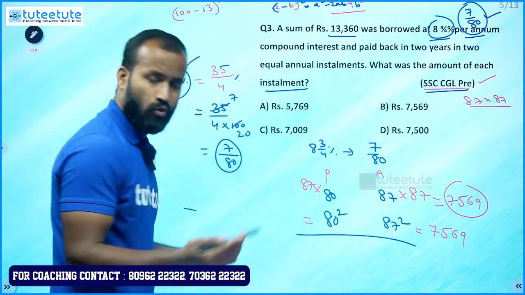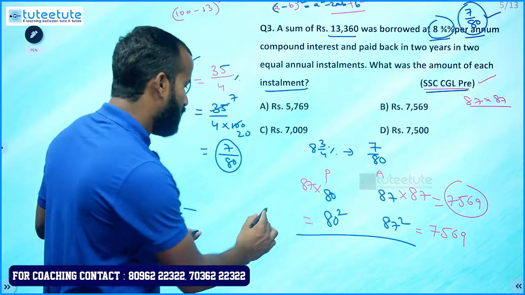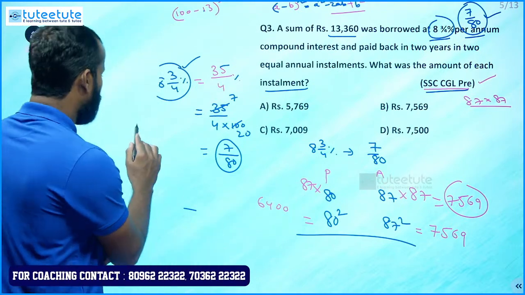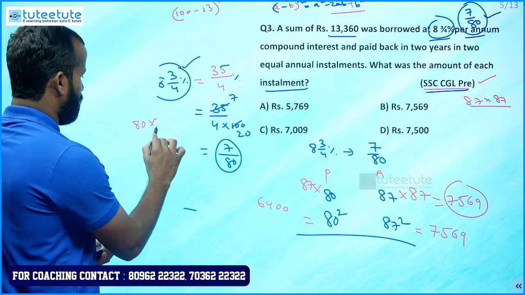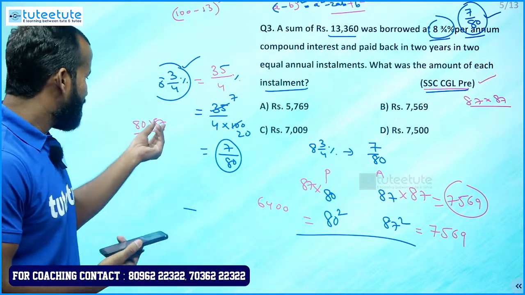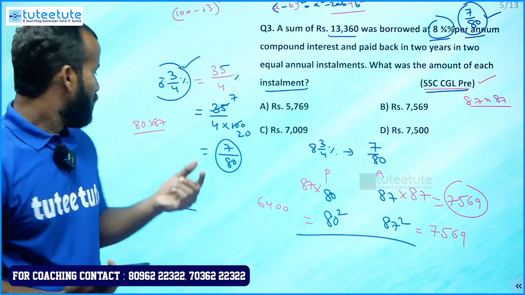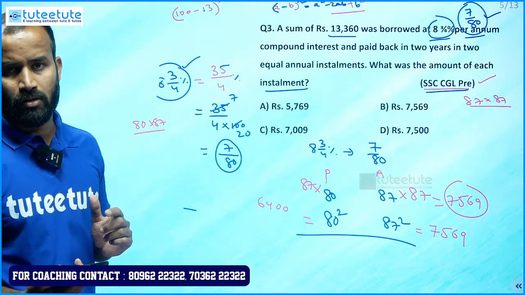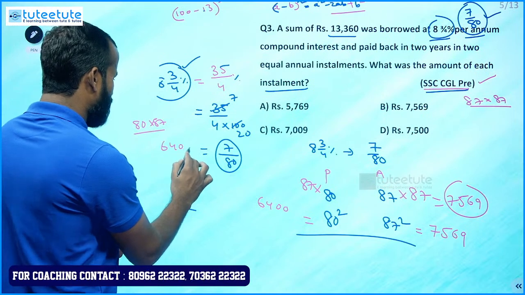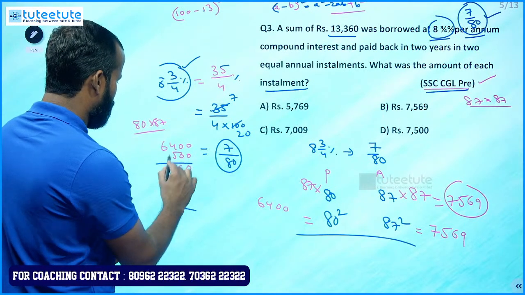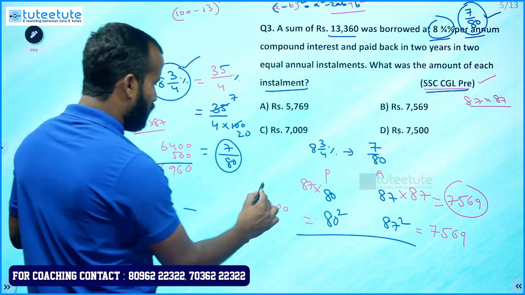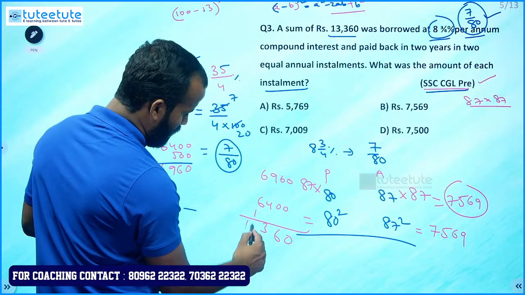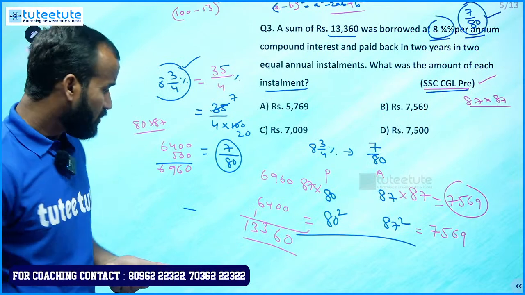So 80 square, again very easy, right? 8 square means 6400. Now 87 into 80. Again, the split and merge technique. See, this 87 you can assume as 80 plus 7. So 80 into 80, 6,400. 8 7s are 56, so 6,400 plus 560, which gives 6960. If you add these two, you are going to get 13,360. So this is the principal.